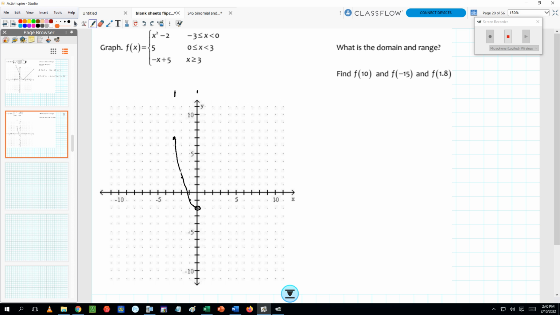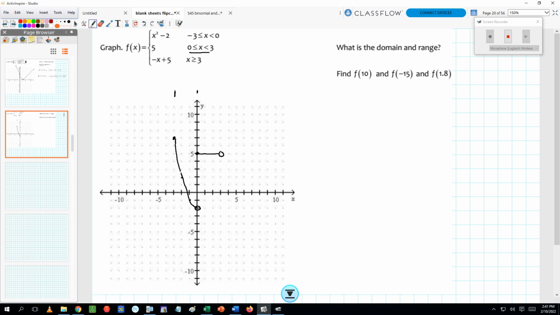Erase the erase. f of x is equal to 5. That would be a horizontal line at 5, and we want to go from 0 to 3. No equal to on the 3 though. So here's 0, closed circle. Here's 3, open circle. Just a nice straight line, a little segment. And for x greater than 3, we're going to do the line negative x plus 5.